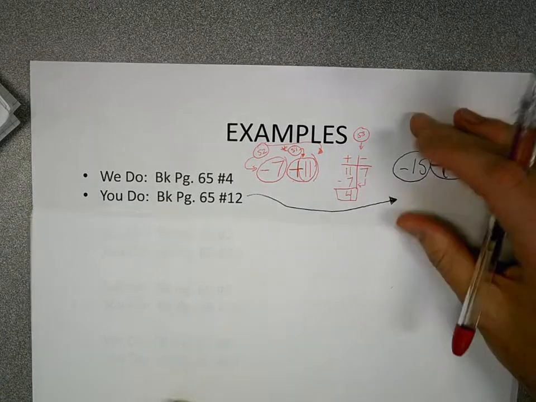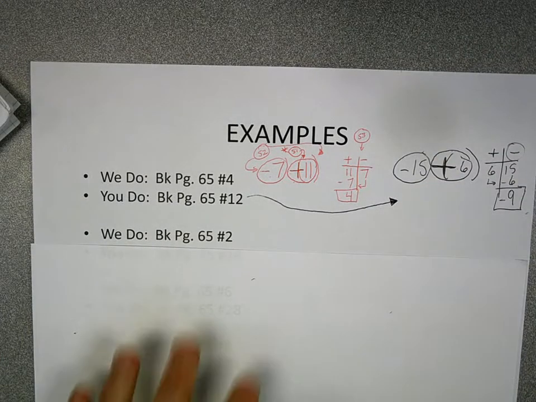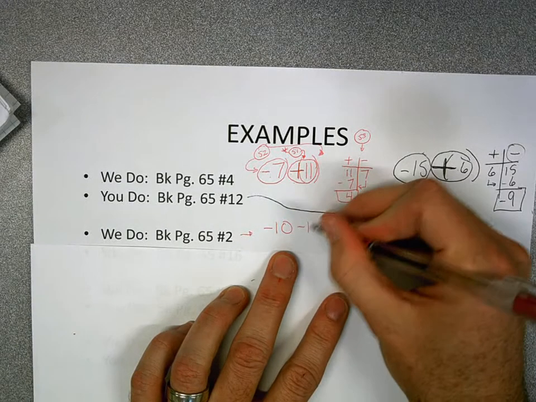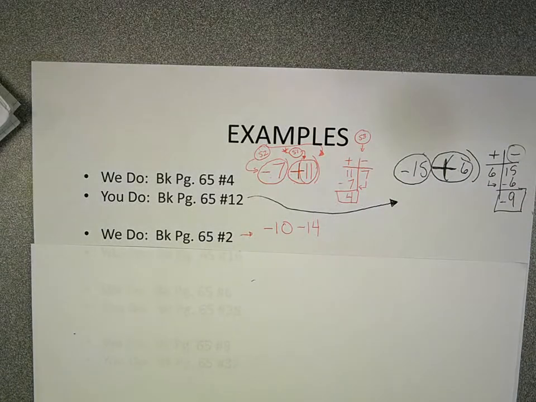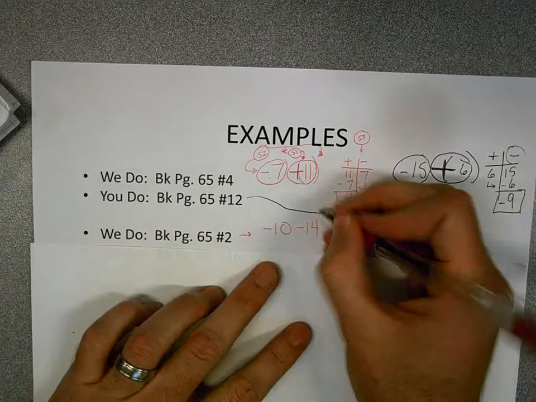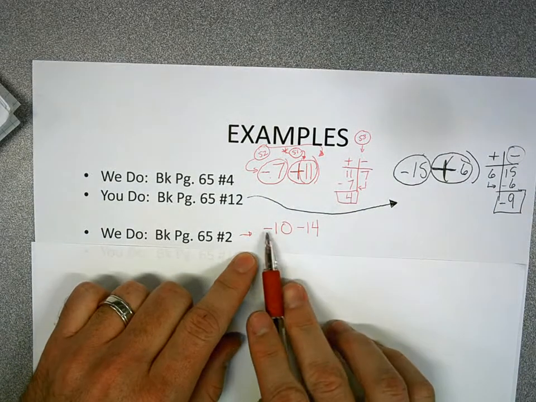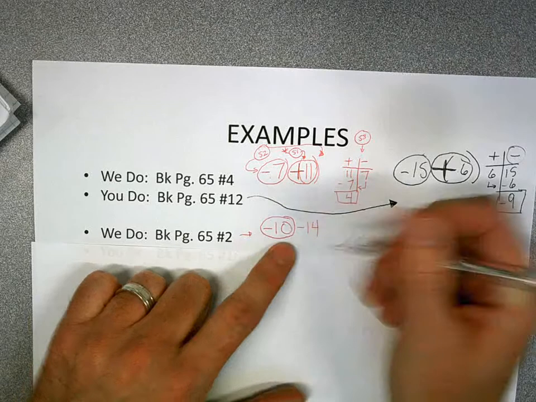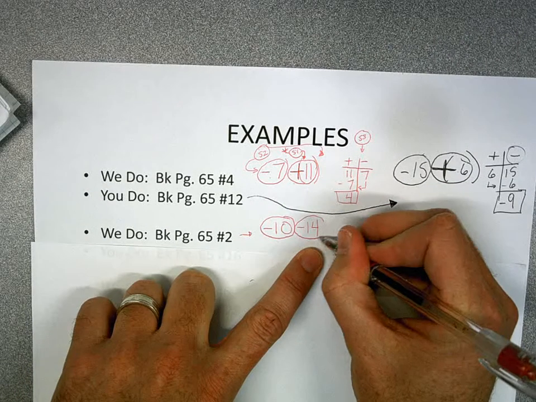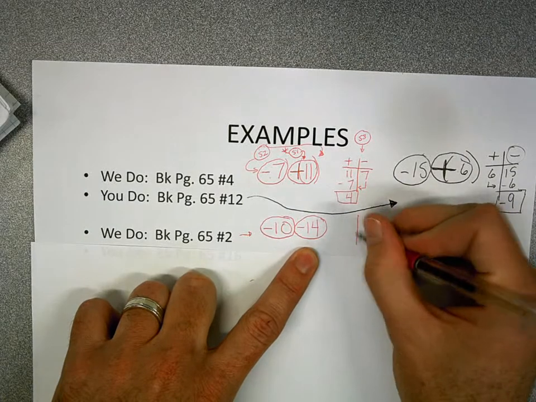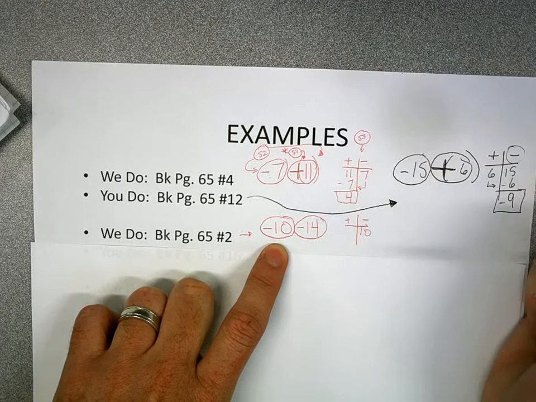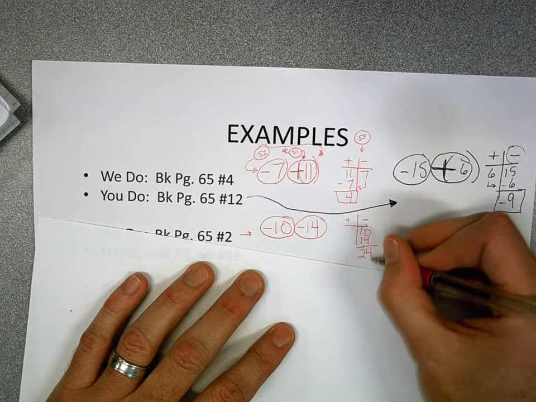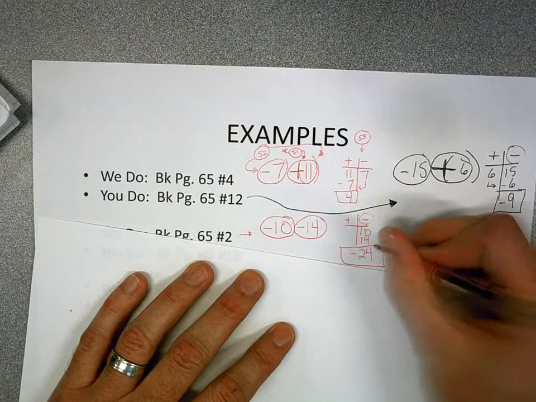Let's take a look at problem number 2. We have negative 10 minus 14. Step 1, get rid of double negatives. There are none. If I connected those two, it would go right through the 10, because it's not a double negative. I then circle my integers with those signs in front: 10 goes with the negative sign, and 14 goes with the subtraction sign. When I build my T-chart, I put 10 on the negative side and 14 on the negative side. They're on the same side, so I add them up. I get 24. It's on the negative side, so our answer is negative 24.